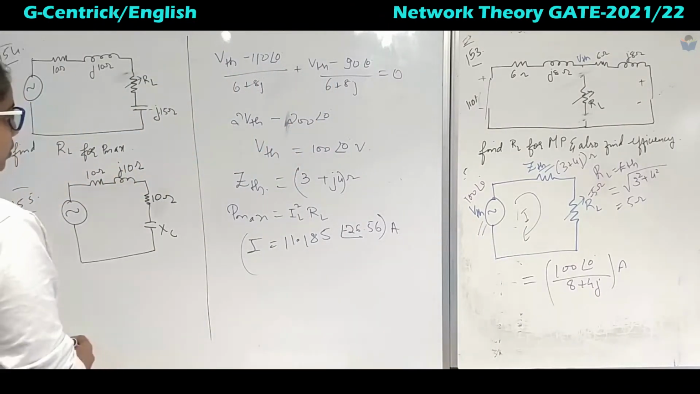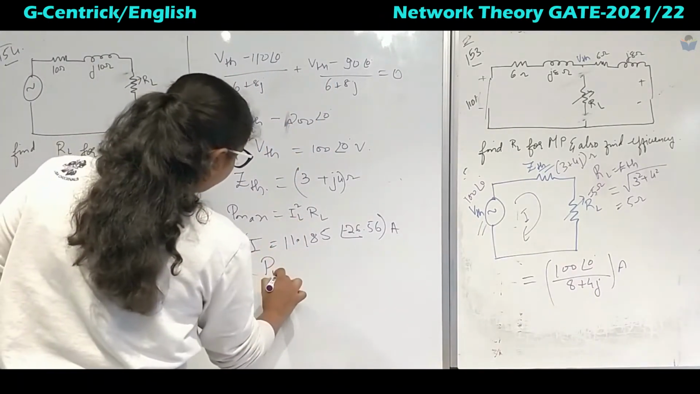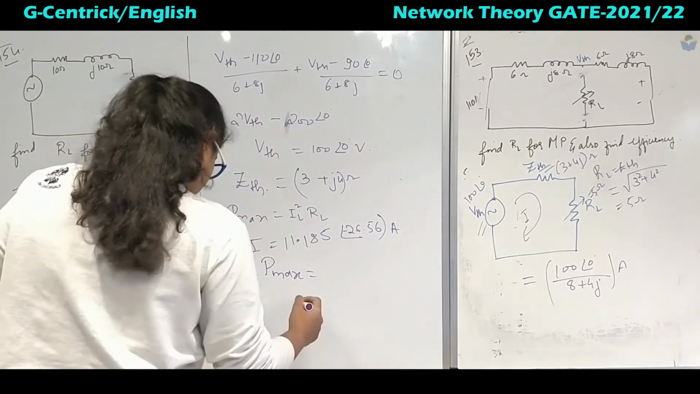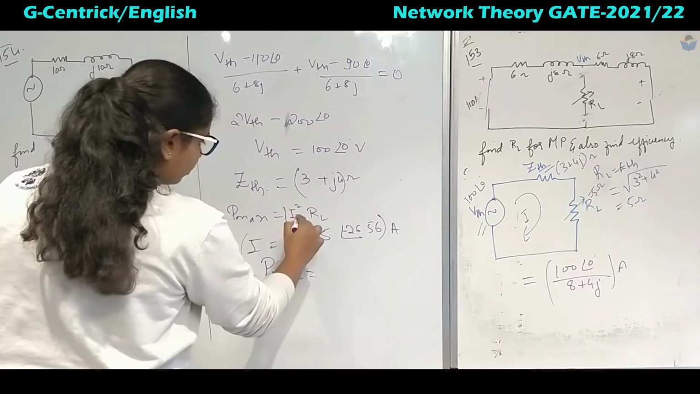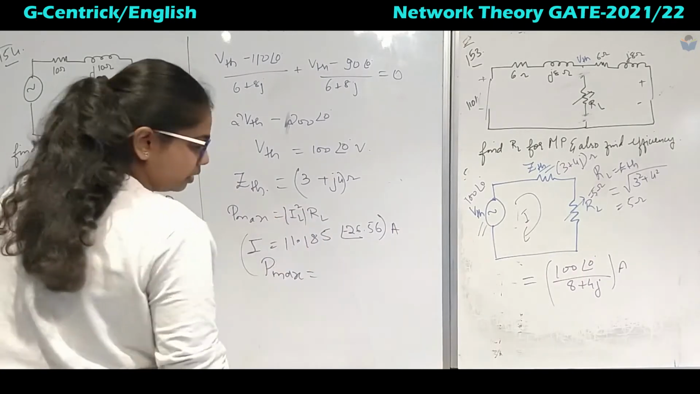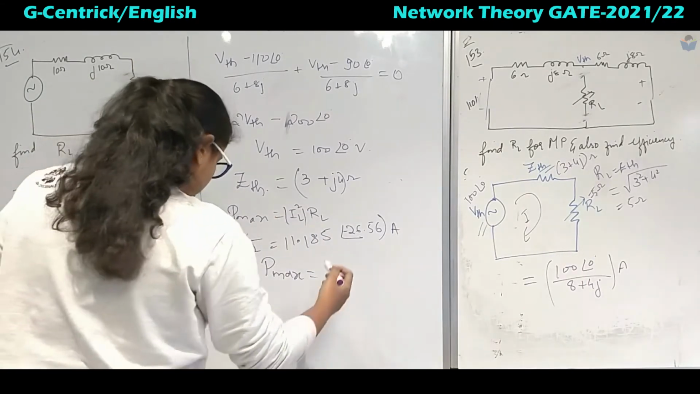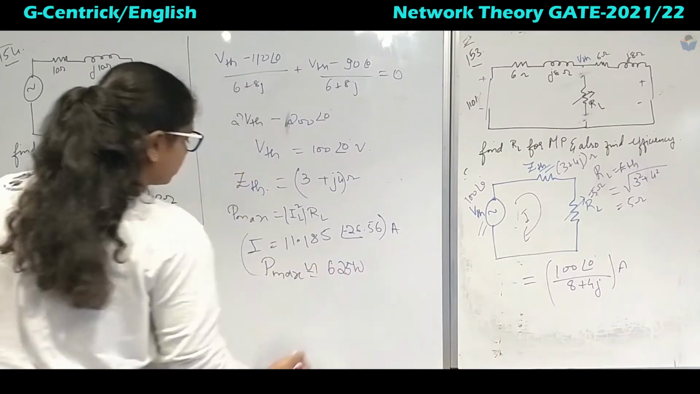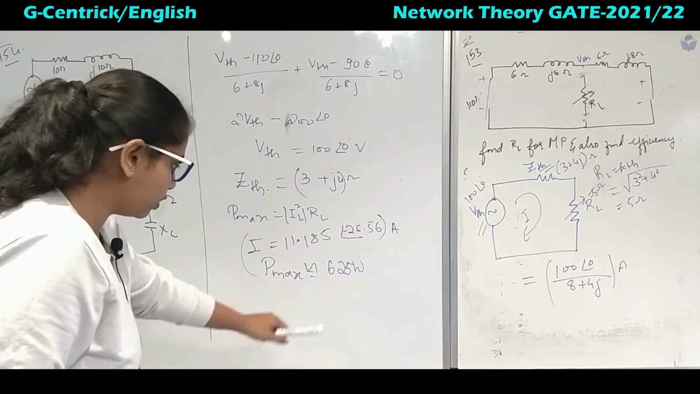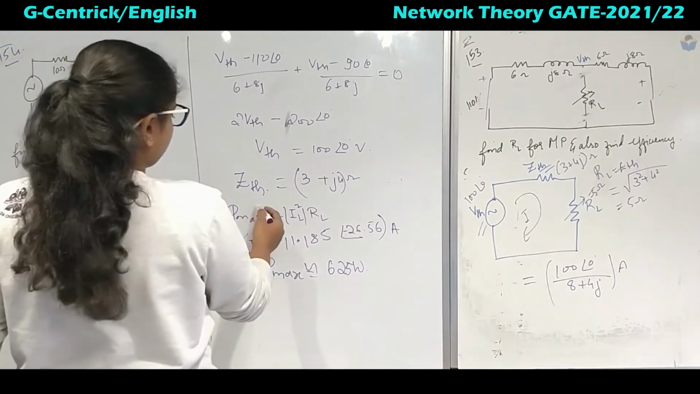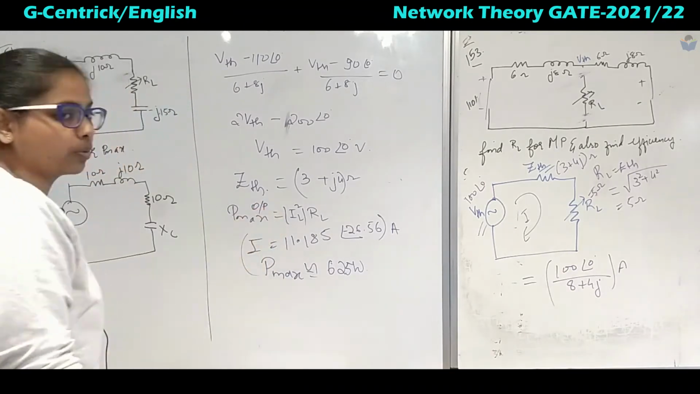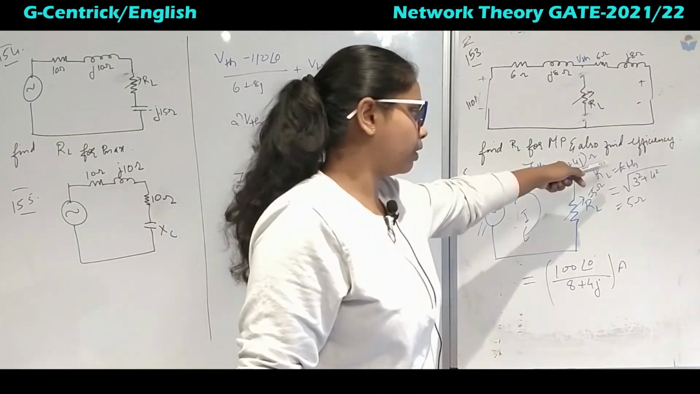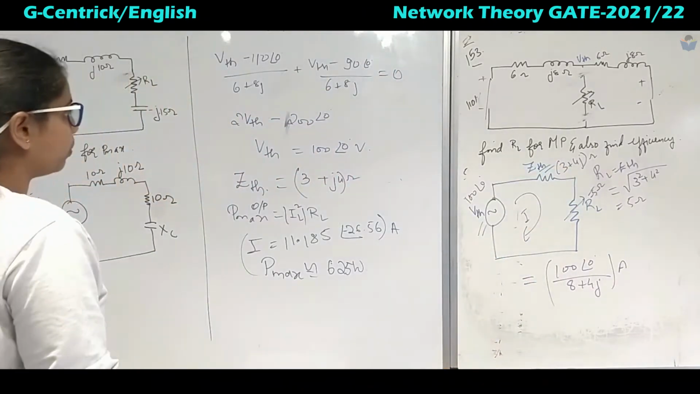So this much current you will get through this circuit. Now if I substitute in this, I will get P max equal to the square of this. But while calculating power, we have to take the magnitude, not the angle. So it comes out to be approximately 625 watts. This is the output power. But we also want the efficiency, so we need input power.